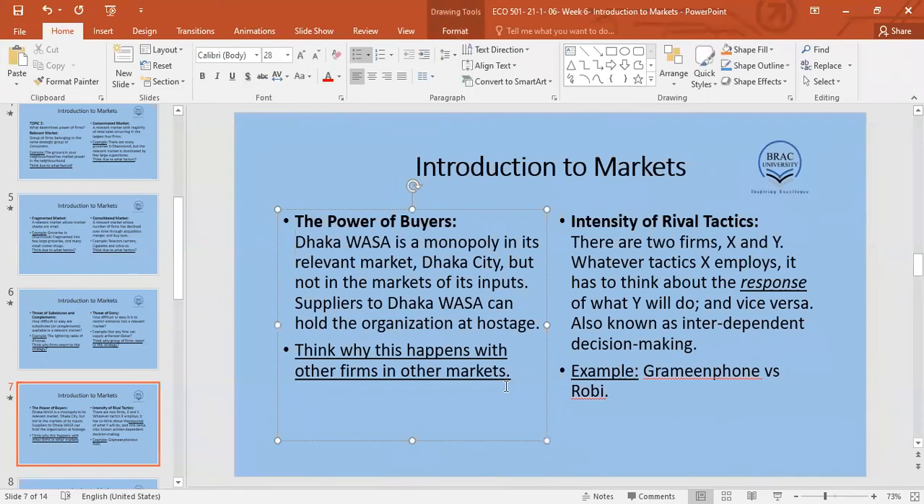Now, like we said, how do we define firms in our analysis? As sellers. Dhaka Wasa and Chittagong Wasa are monopolies in Dhaka City and Chittagong City. But each firm is also a buyer, and they don't have monopsony power in the markets where they buy inputs. It could be that Dhaka Wasa is using some special pumps which require a special component. That component is supplied by only one company.